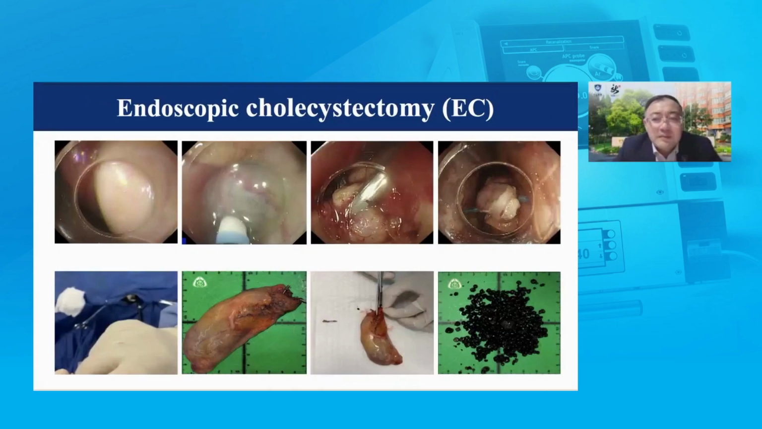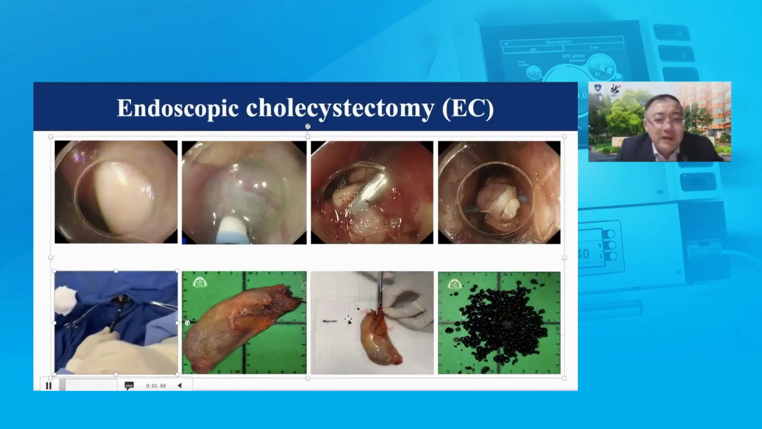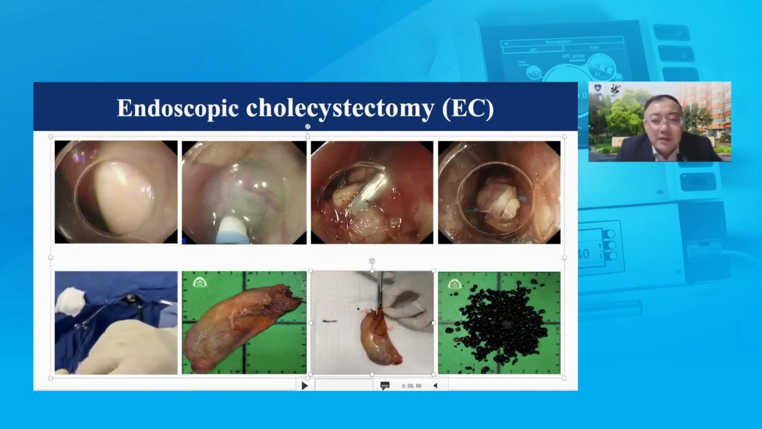Look, now we inject saline into the gallbladder bed and dissect the whole gallbladder down to the triangle. At last, we can use the snare to remove the whole gallbladder. And when we cut the gallbladder open, we can find the gallbladder was full of stones.